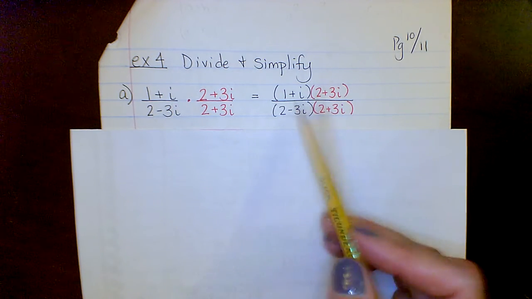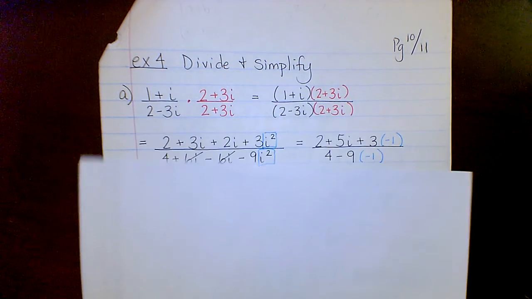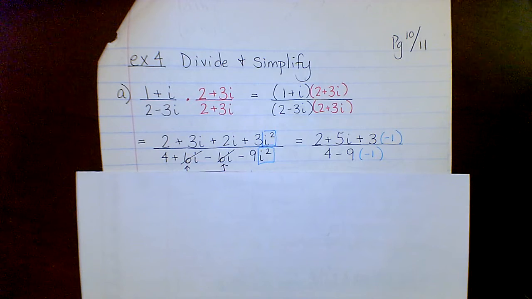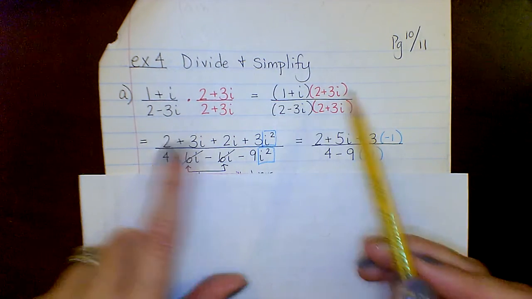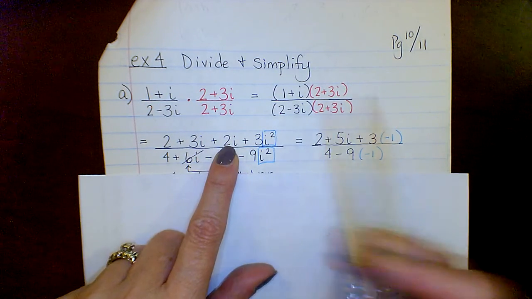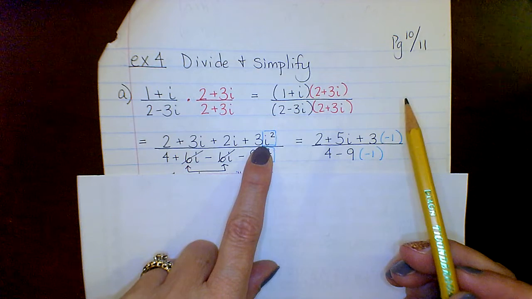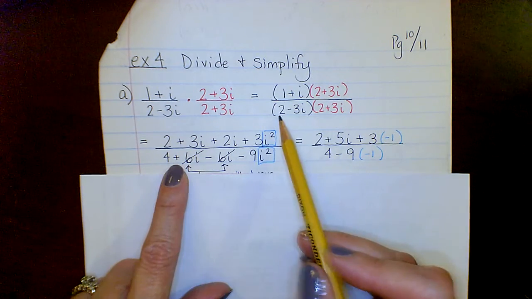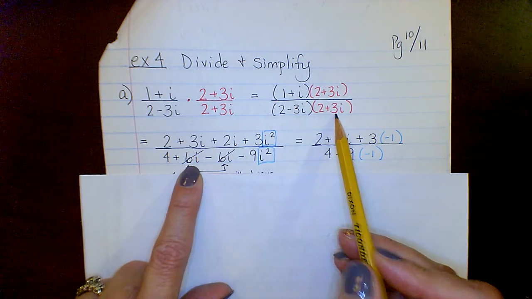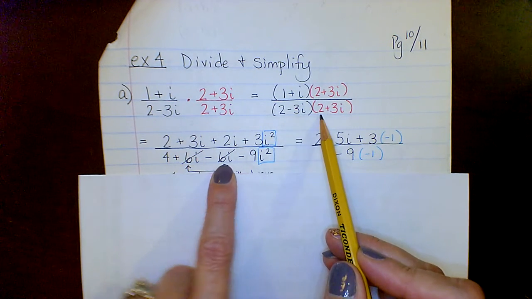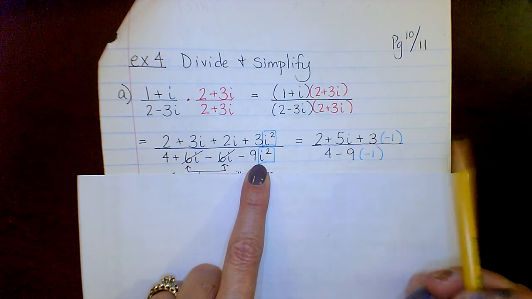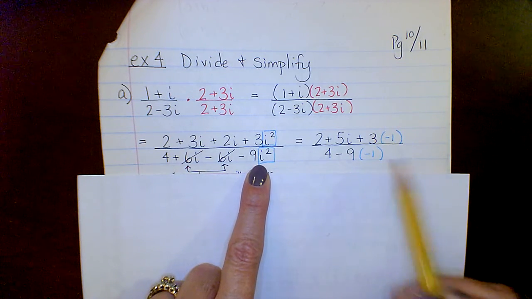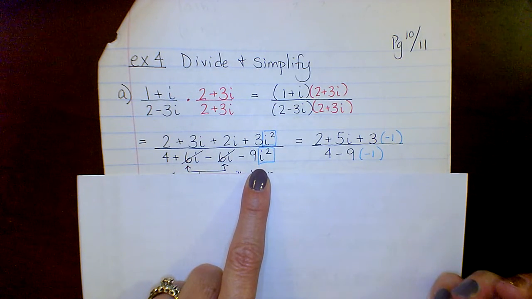All right, we're about to have to FOIL out the top and the bottom, so it's about to be a hot mess. So 1 times 2 is 2, 1 times 3i, negative 2 times i, negative i times 3i. On the bottom, 2 times 2, 2 times 3i, negative 3i times 2, negative 3i times positive 3i. Everywhere there's an i squared, I'm going to replace it with negative 1. See how that blue came back in here?